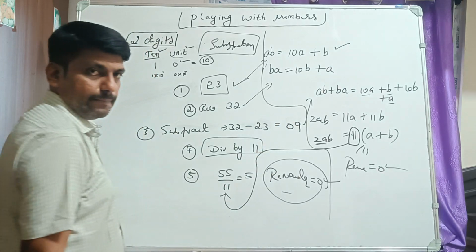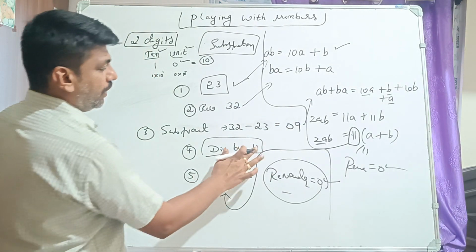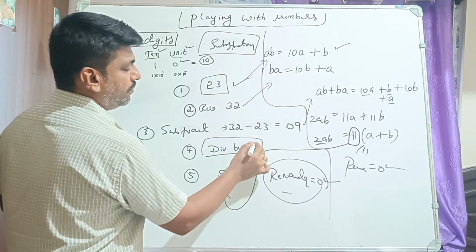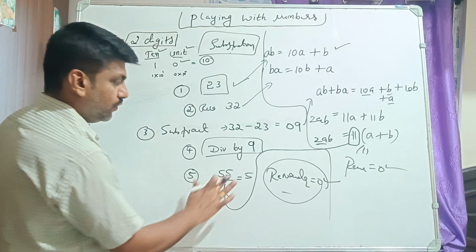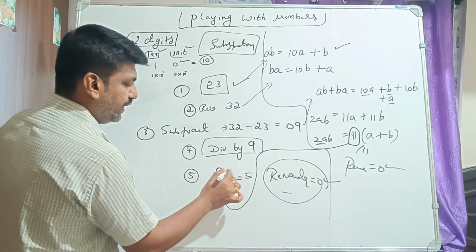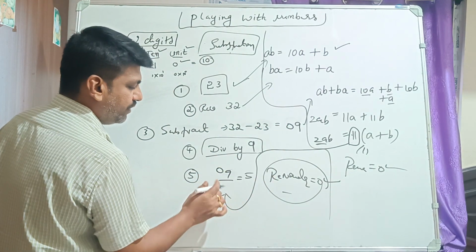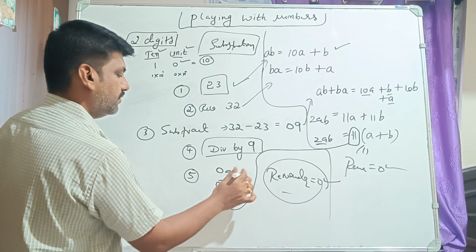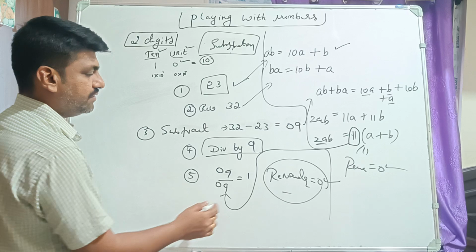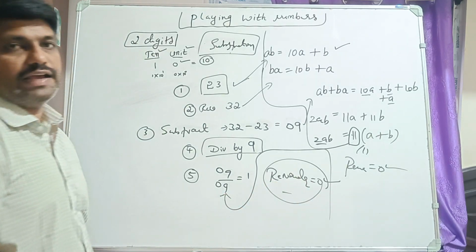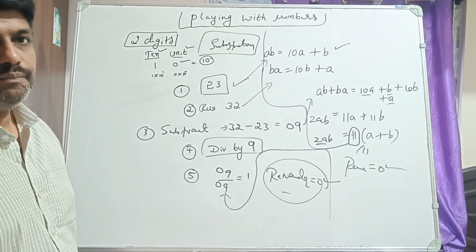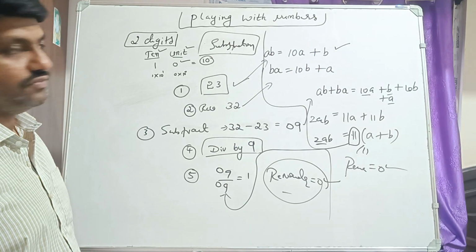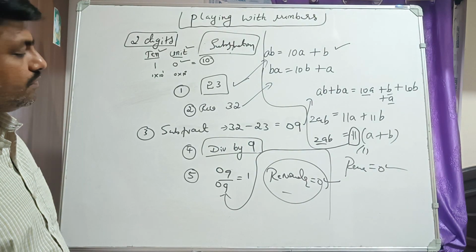So it is 9. For this case, what do you have to do? We have to do the division by what? By 9. The result which you got is 9, and you should divide it by 9, right? What is the remainder you are going to get? 0. 9 by 9 is 1, so the remainder is 0. Nothing is left out, right?